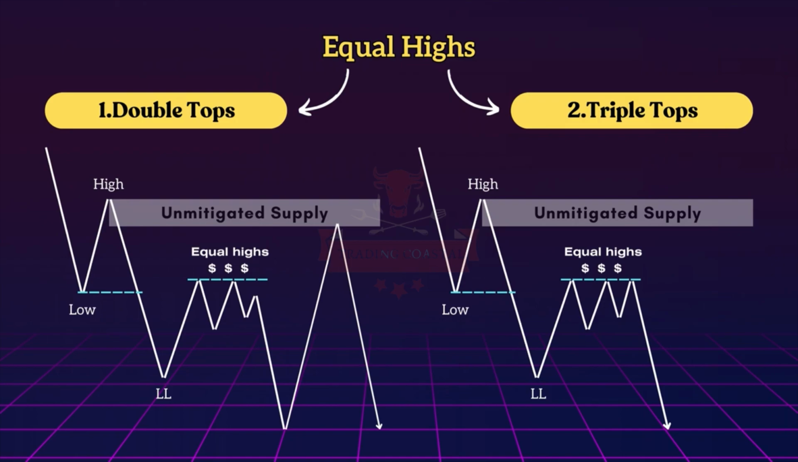The same concepts apply to the triple top pattern. Numerous stop losses and pending orders are situated above the triple tops, increasing the likelihood that the price will return to clear the accumulated liquidity above the equal highs. As a result, we can consider initiating a short position from the upper supply zone.